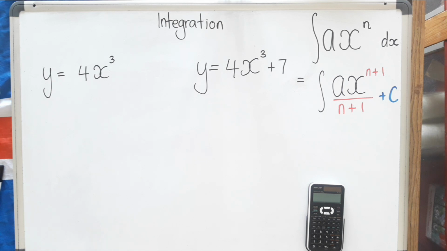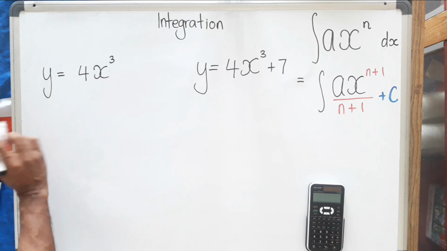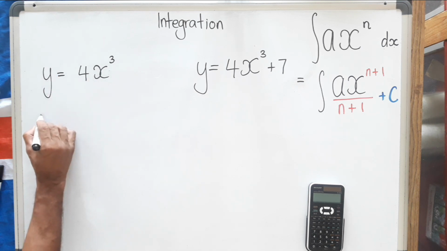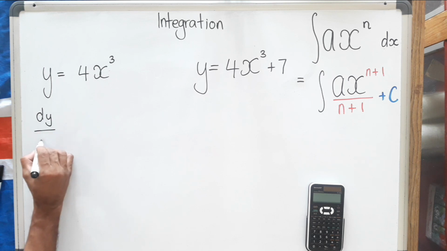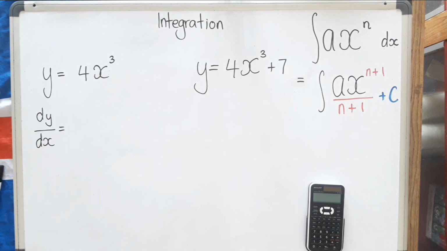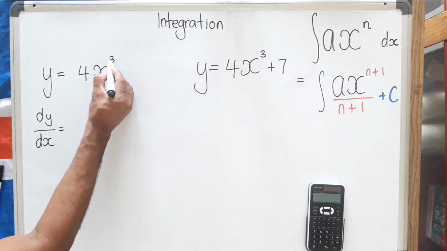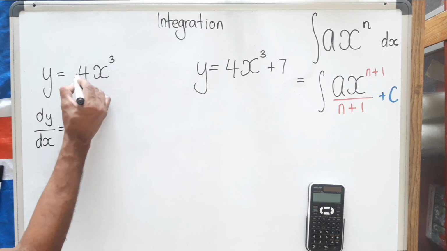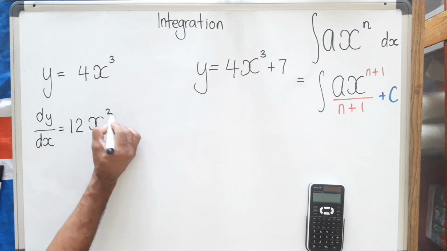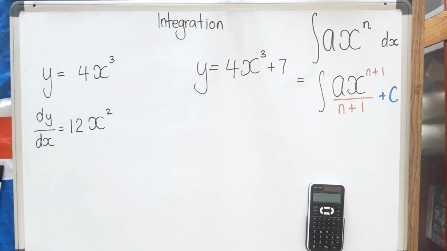Now let's say I ask you to differentiate, not integrate, but differentiate. If you differentiate y with respect to x, remember I told you in the differentiation videos, you will get dy dx. And remember how this would work? We will throw the power in front. So 3 by 4 is 12. And then we minus 1 from the power. Great. All right, simple stuff.